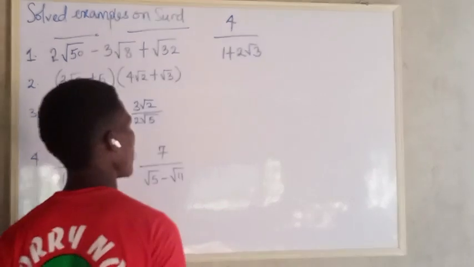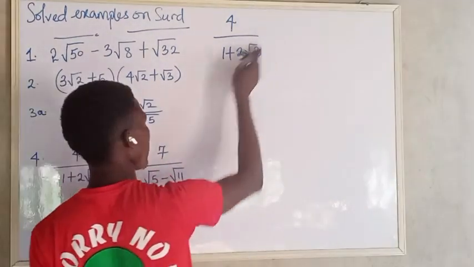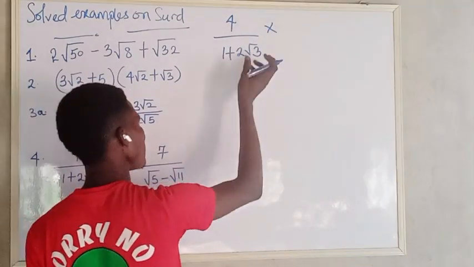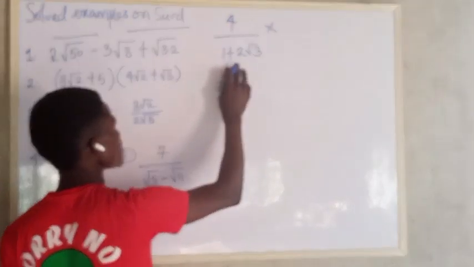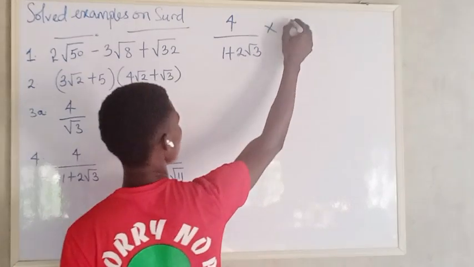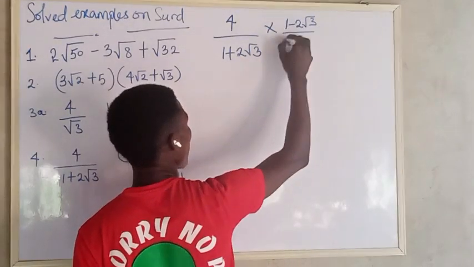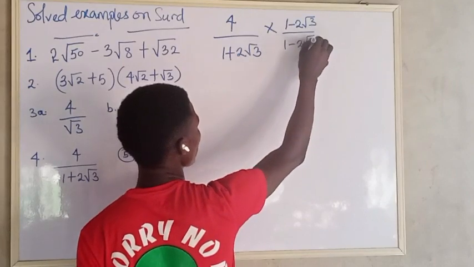Now, how will I rationalize this? Very simple. I need to multiply the numerator by the conjugate of this and the denominator also by the conjugate of this. And what will be the conjugate? The conjugate will be what? 1 minus 2 root 3 over 1 minus 2 root 3.